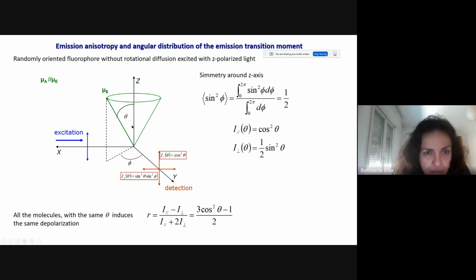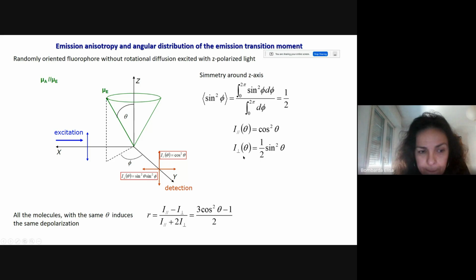So there is a symmetry around the phi angle. That's in the cone, so everything is in the cone, so we can integrate around the phi angle. So these are, trigonometrically, the intensity of the parallel, that means the Z component, and the X component. That is about what we are detecting, the intensity that we are detecting.